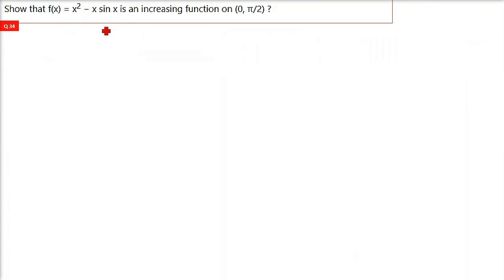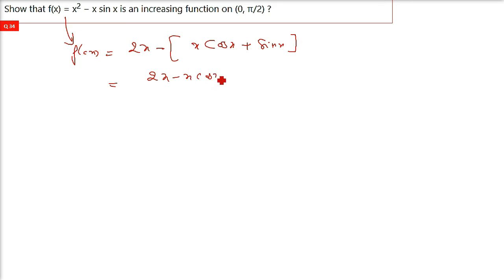Show that f(x) = x² − x sin x is an increasing function on (0, π/2). So we need to differentiate it first. Let us differentiate it. So this is f'(x). x² will be 2x, and x sin x will be what? x cos x + sin x. So I have applied the product rule here. 2x − x cos x − sin x. This is f'(x).